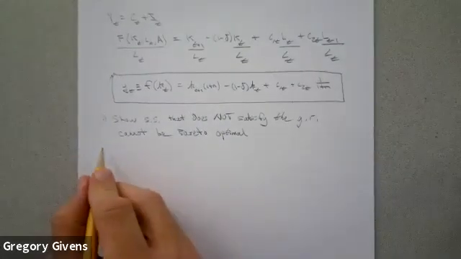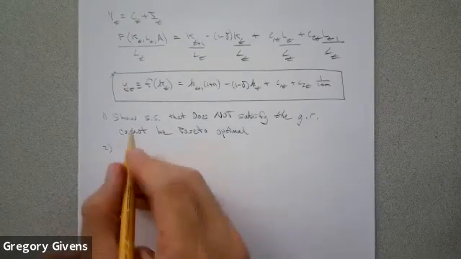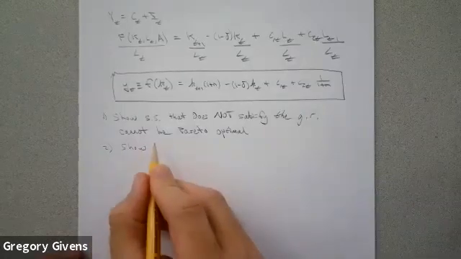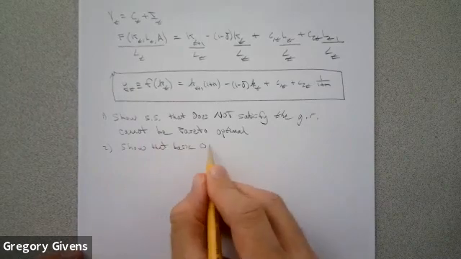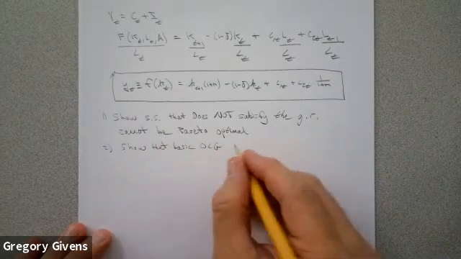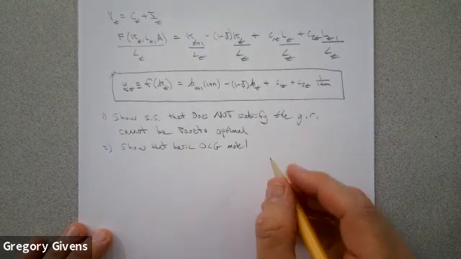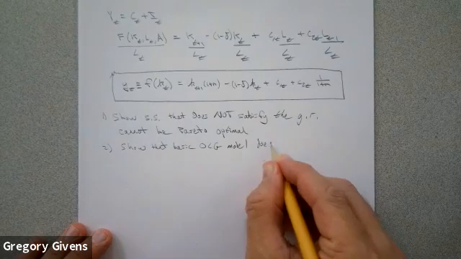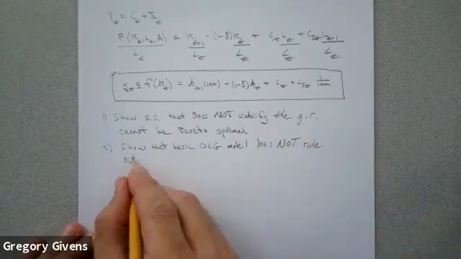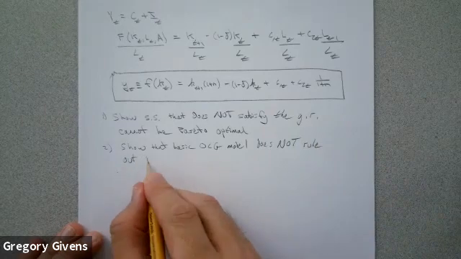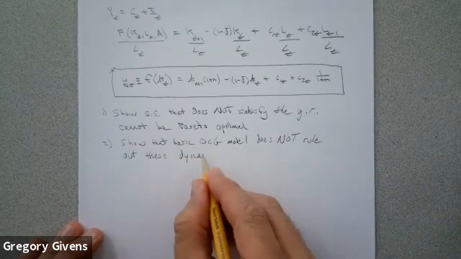The second thing we're going to do is show that the basic OLG model does not rule out these what are called dynamically inefficient economies.